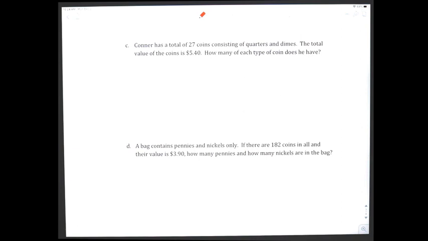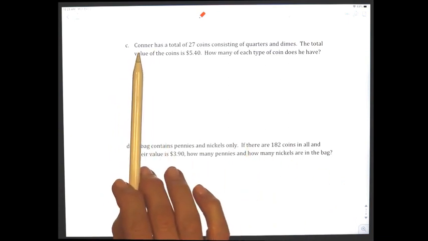These systems require two variables and two equations. So I've got a couple of problems here that have to deal with coins. These are sort of typical problems as you first start to learn about solving systems of equations. So I'm going to look at this first one.